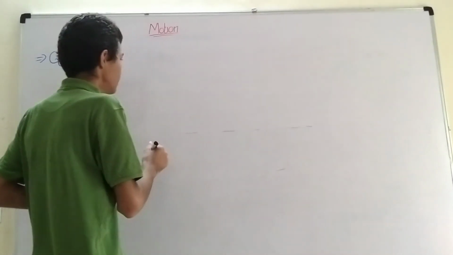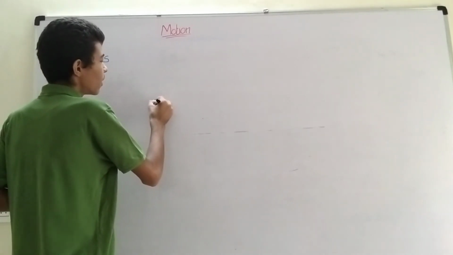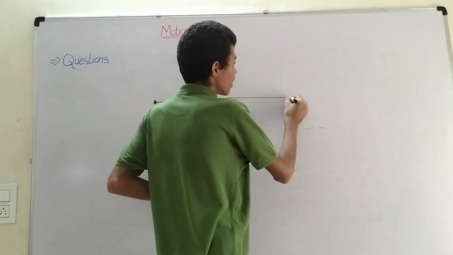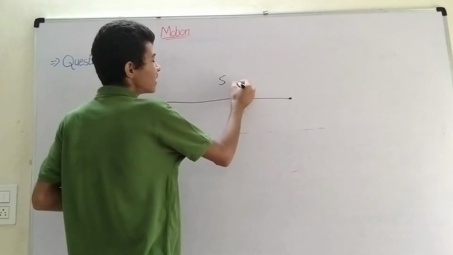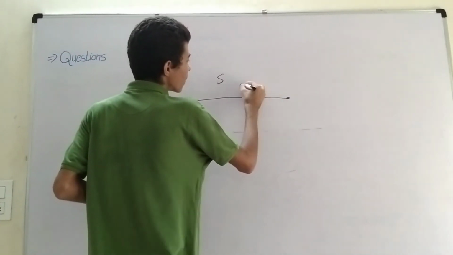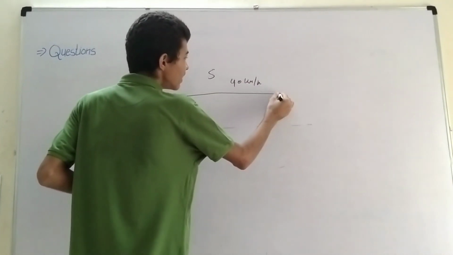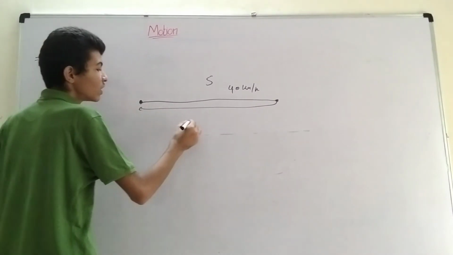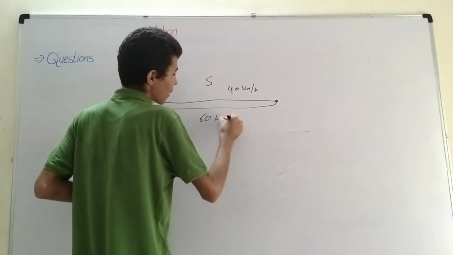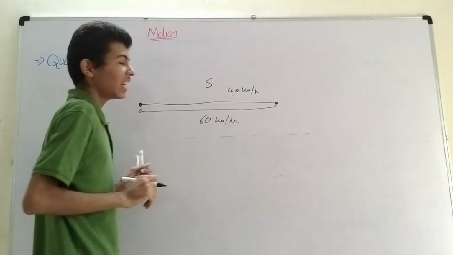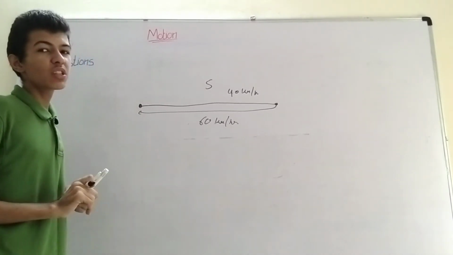So now in this we have a body that covers the distance S with a speed of 40 km per hour and it returns with the same path with a speed of 60 km per hour. We have to find out the average speed at which the body was traveling.